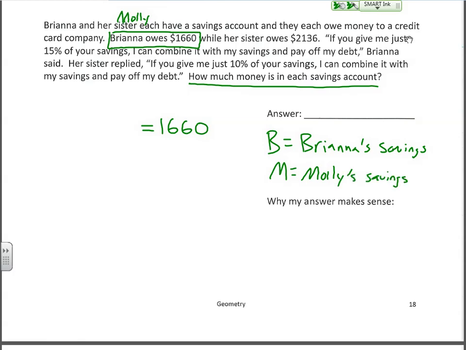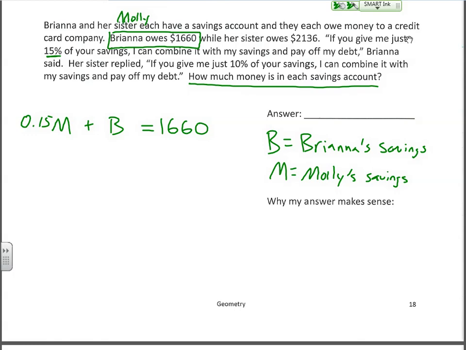Okay, so Brianna says, you give me 15% of your savings, I can combine it with my savings and pay off my debt. So the tricky part here is that 15%, right? 15% of Molly's savings. There's one similar to this in the algebra packet too. If we represent Molly's savings as M, how do we calculate 15% of that? If we convert 15% to a decimal, 15% of Molly's savings, or 0.15 times M, plus Brianna's savings, the whole thing, is going to equal 1660.